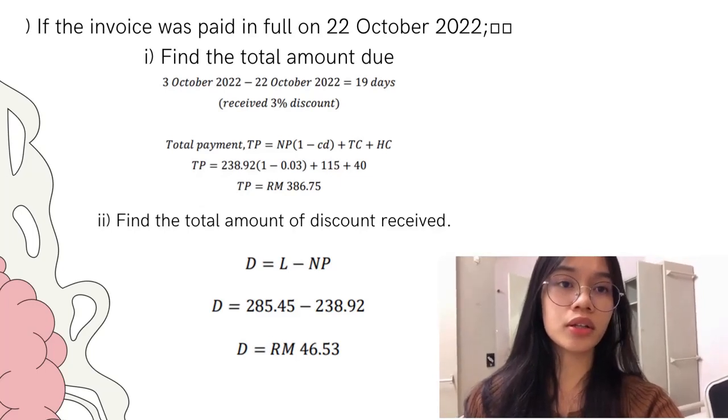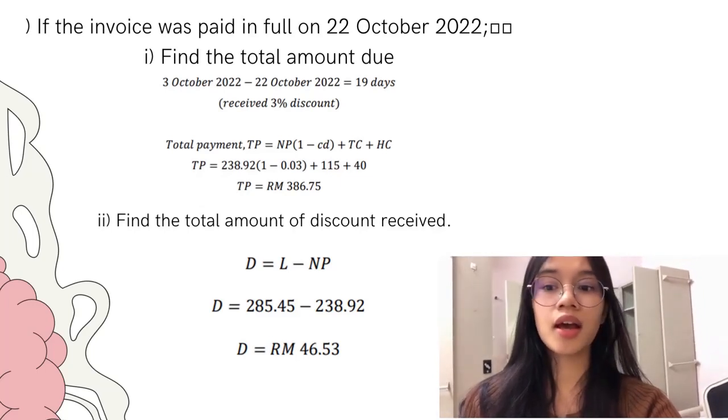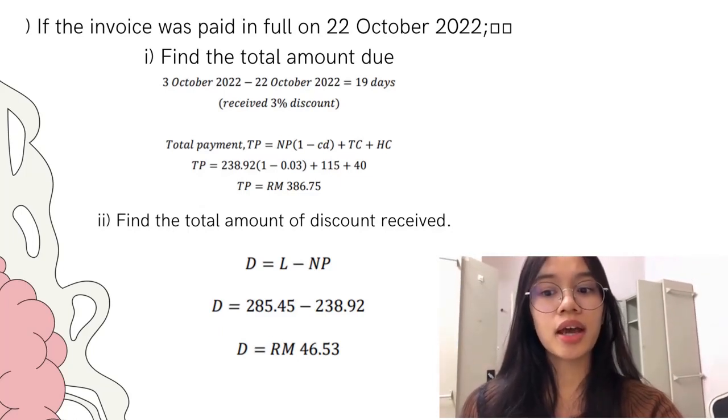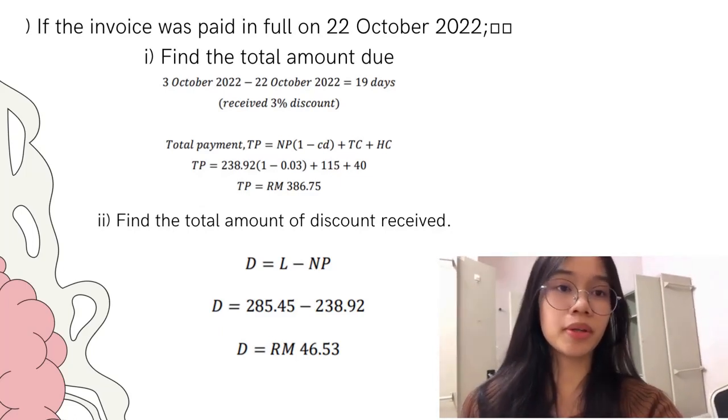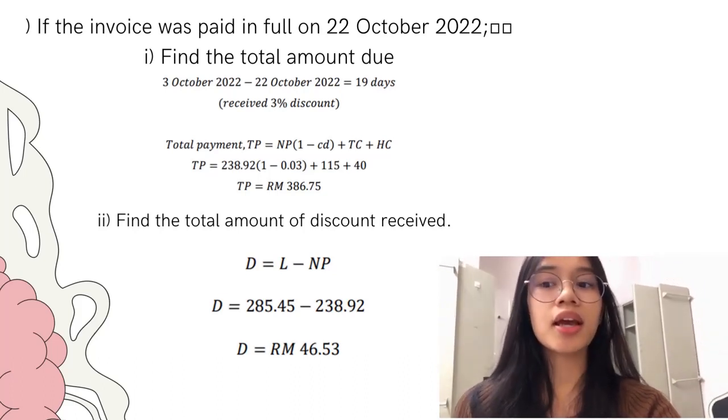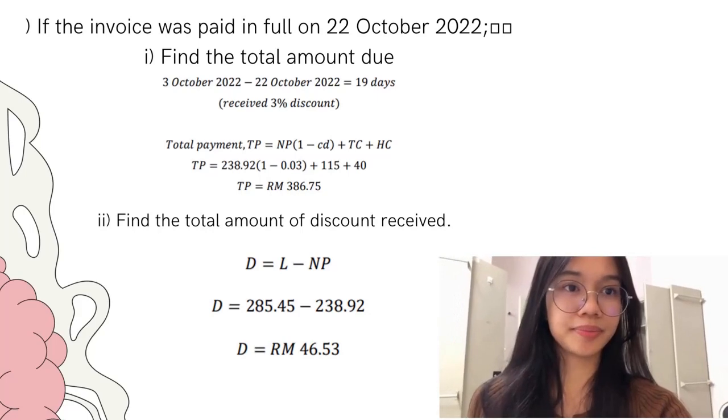After we got all the information from the text given, we will calculate it all using the formula I said earlier, and the answer for the total payment will be RM386 and 75 cents.